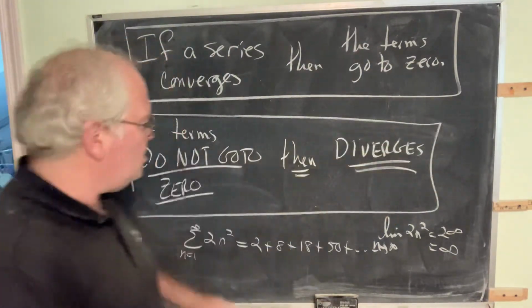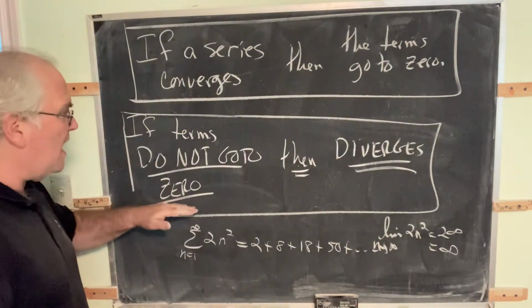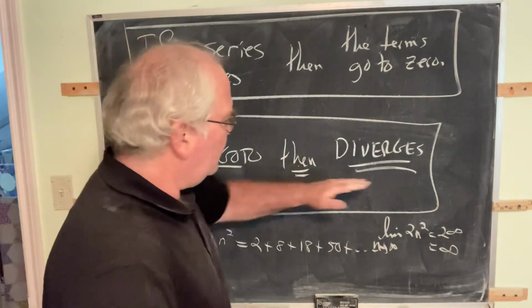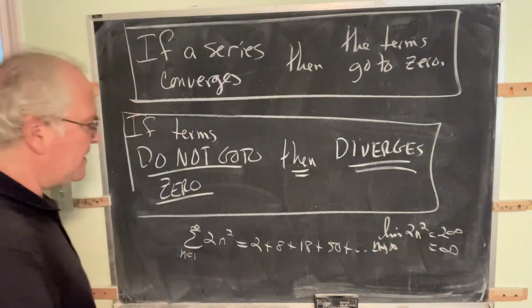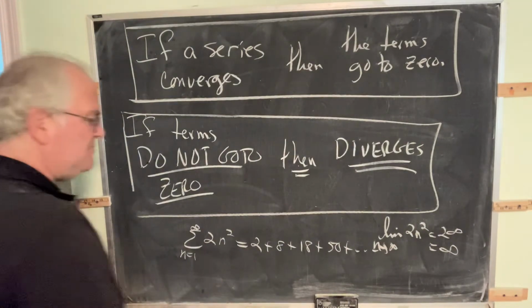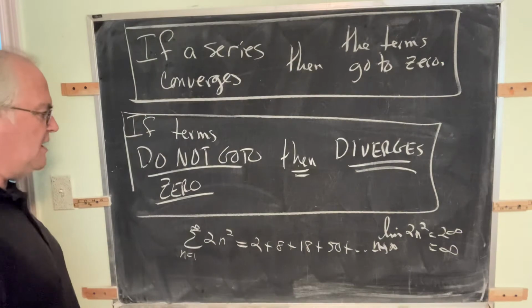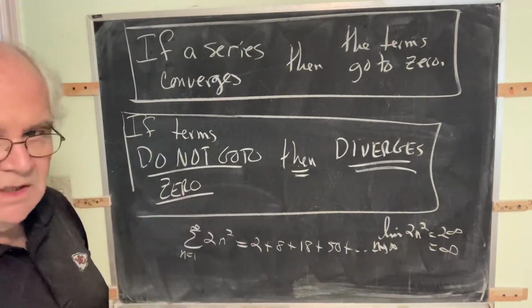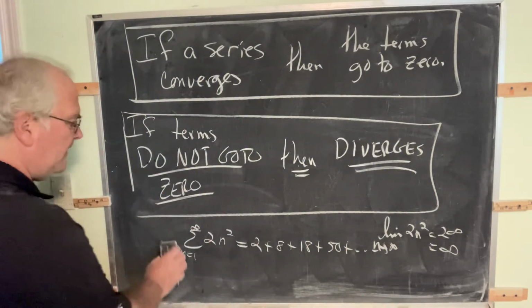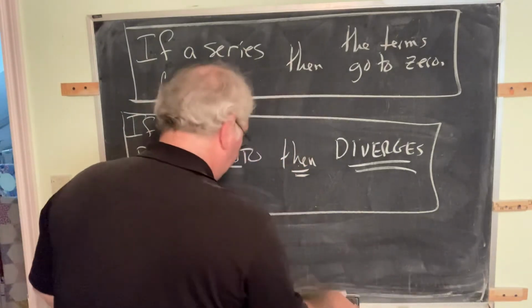If the terms do go to zero, then you can't gauge anything. But if the terms do not go to zero, then we know the series diverges. So that's something we can set in concrete, and that will always be the case. In fact, this is called the test for divergence. If you just look at the terms and you know they don't go to zero, then the series clearly diverges.